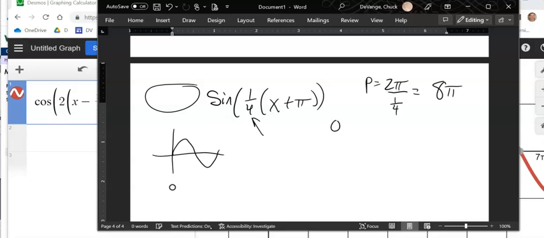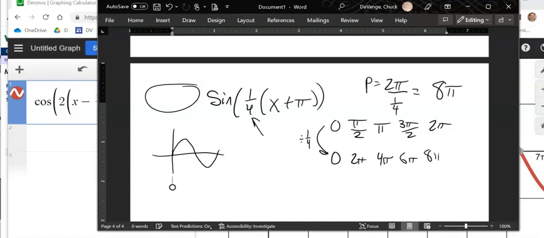So what's going on here is if I think about that parent function graphing critical points, angles, I'm going to take them and divide them all by 1/4. Divide by 1/4, which is the same as multiplying by 4. So 0. This divided by 4, 4 divided by 2 is 2, is 2 pi. This would be 4 pi. This would be 4 divided by 2 is 2, 6 pi. This makes sense. I thought the period was going to be 8 pi. Starts here, goes out to 8 pi.